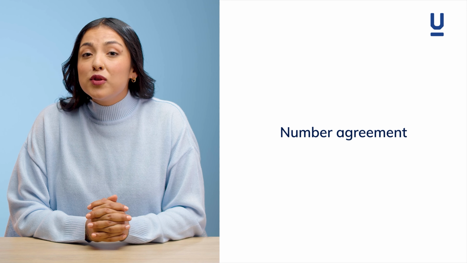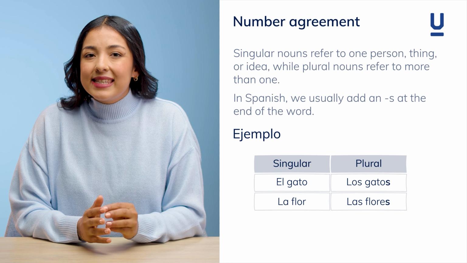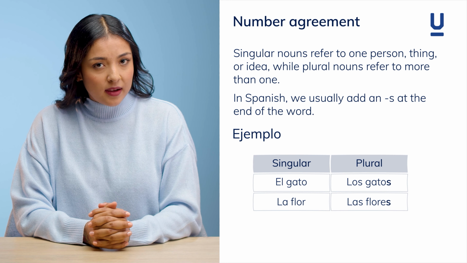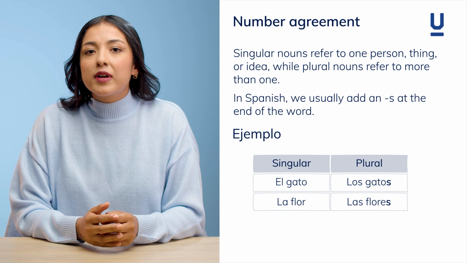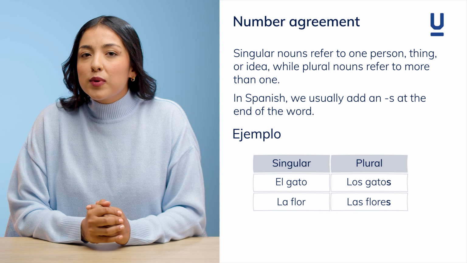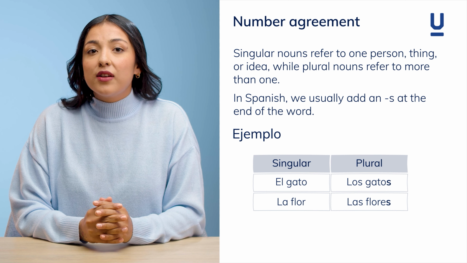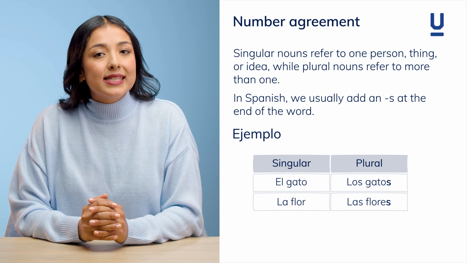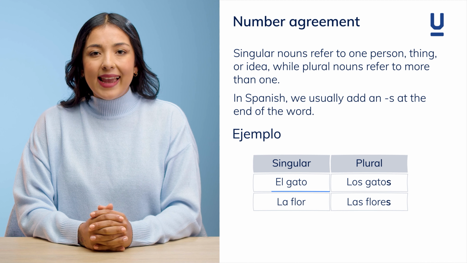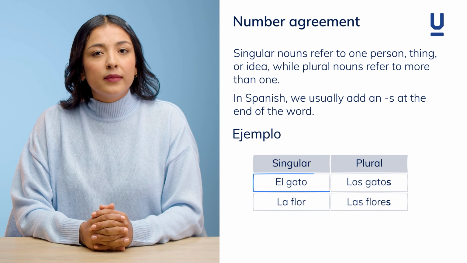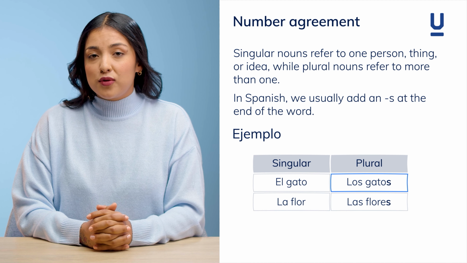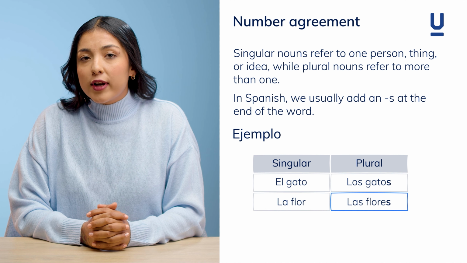Now let's move on to number agreement. Singular nouns refer to one person, thing, or idea, while plural nouns refer to more than one. In Spanish, we usually add an S at the end of the word. The following examples demonstrate number agreement. El gato, la flor, los gatos, las flores.